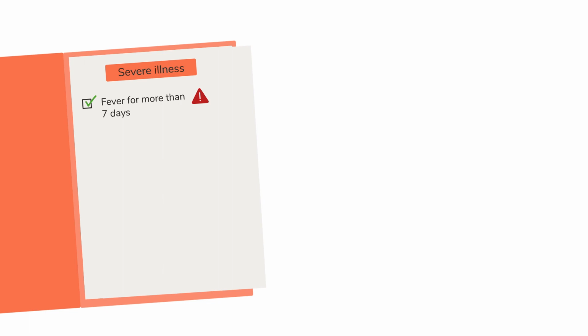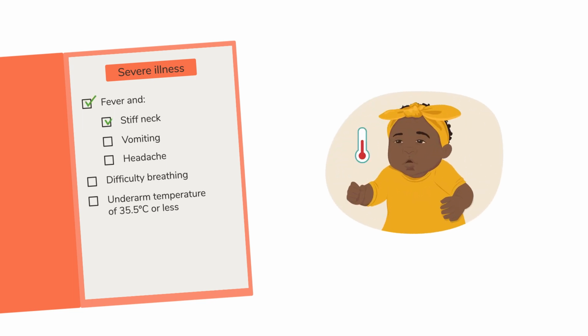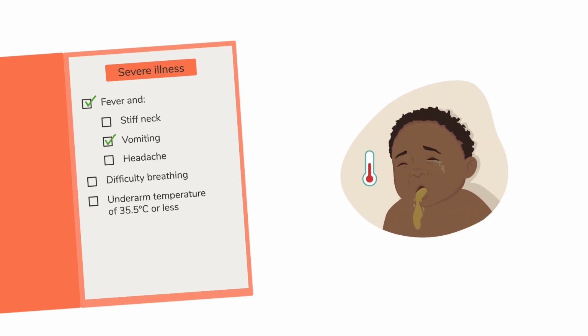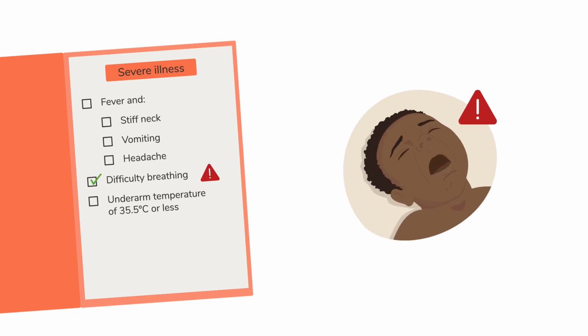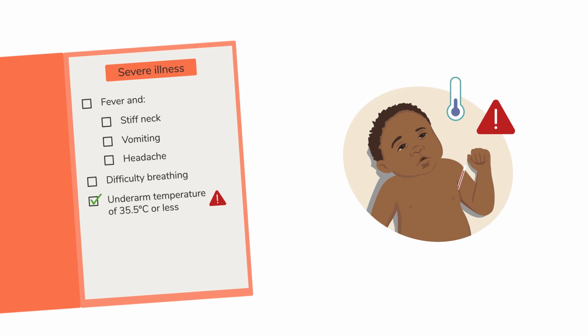The following signs and symptoms also indicate a severe illness, and the child should be referred to a health facility urgently. Fever and a stiff neck, or vomiting, or a headache, or struggling to breathe, or an axillary or underarm temperature of 35.5 degrees Celsius or less.